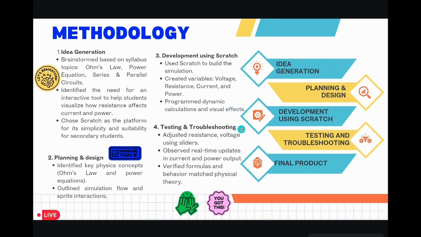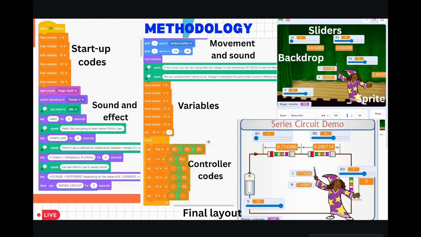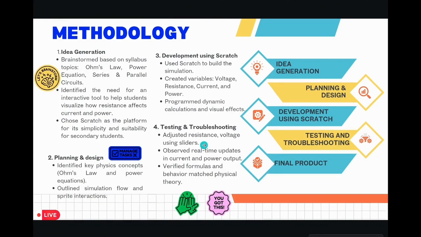Fourth, testing and also troubleshooting. We can adjust resistance and voltage using sliders. By using sliders, we can increase or decrease the resistance. We can observe real-time updates in current and also power output. Last but not least, verify formulas and also behavior match physical theory.